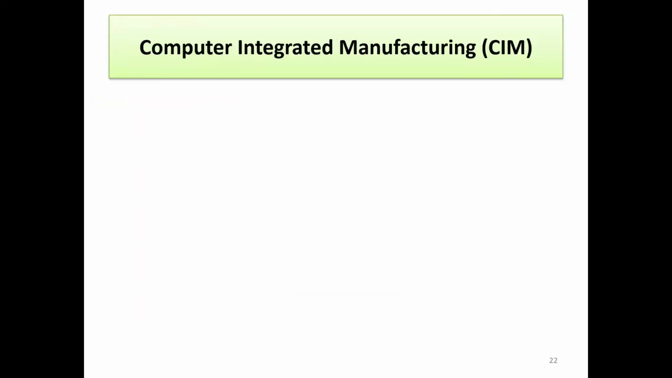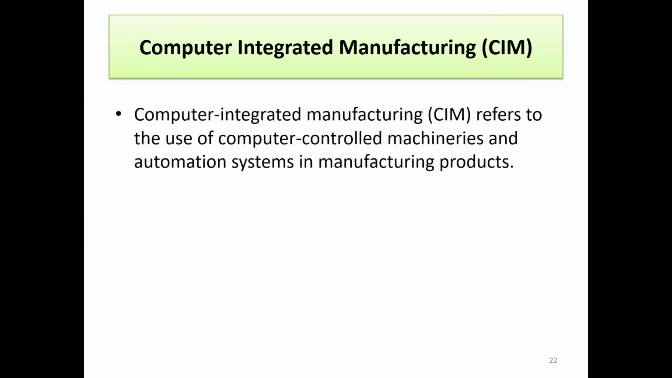Then CIM, CAD, CAM. What is CIM? Computer integrated manufacturing. CIM refers to the use of computer controlled machineries and automation systems in manufacturing products.